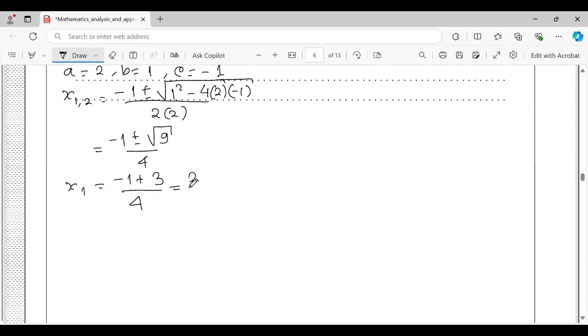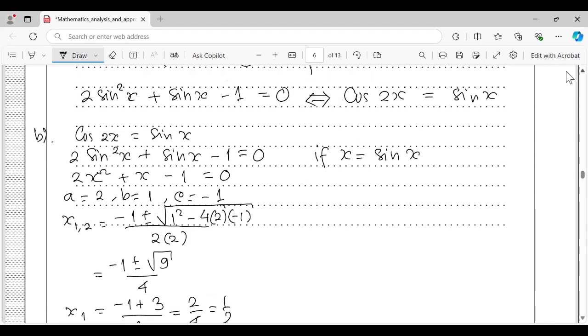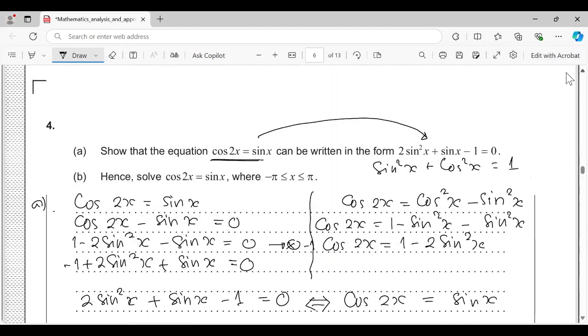And it is 2 over 4, which is a half, while x2 is minus 1 minus 3 over 4, which is minus 4 over 4, so minus 1. Right. According to the statement that x is between minus pi and pi.